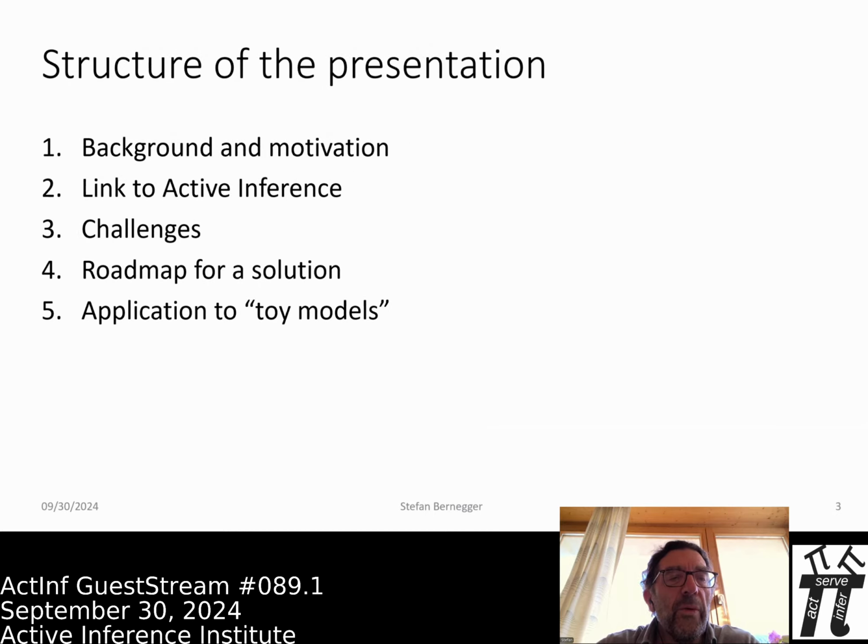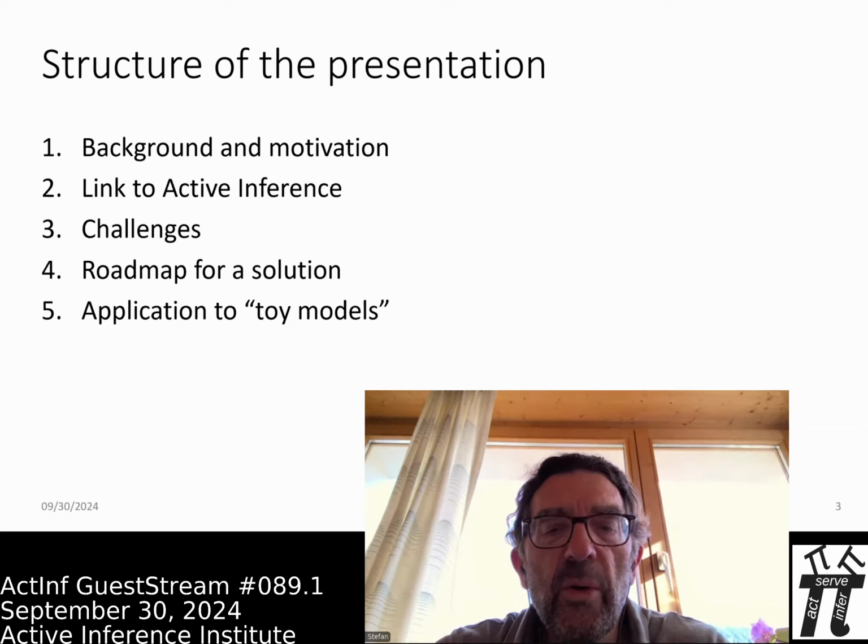Now to my talk. I will first give some background information and explain why this is relevant. Then I will make a link to active inference, then also point out some of the challenges which we are facing in this attempt. Then I'll provide a roadmap for a solution, and then I will show some examples. Just for your information, I will not show any formulas here. Whenever you want to look into the formulas, you can go back to the paper, where you find all the technical details. I'll just describe with the help of numbers and some charts or graphics what the basic ideas are. So if you expect any formulas, you will be disappointed.